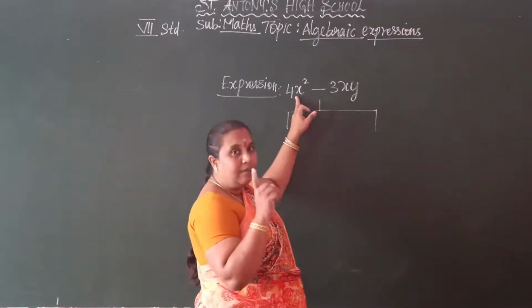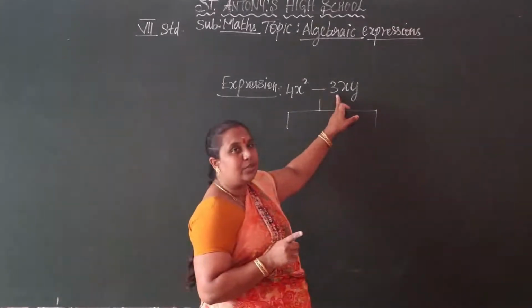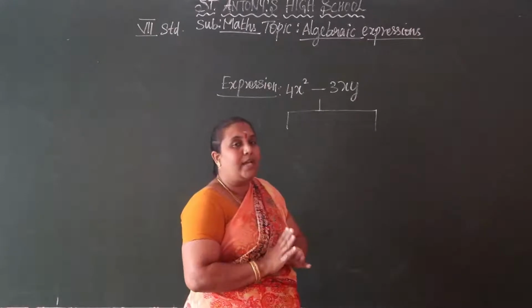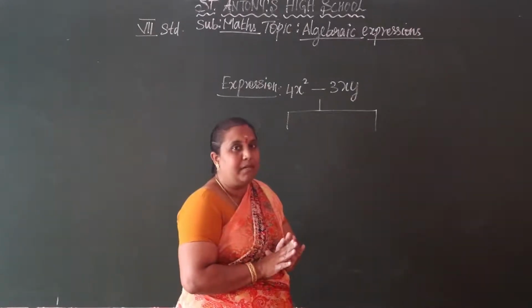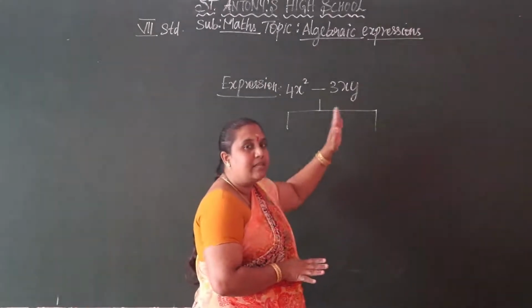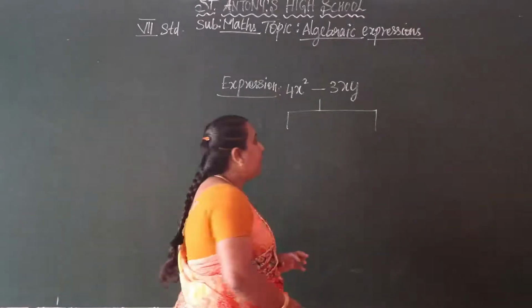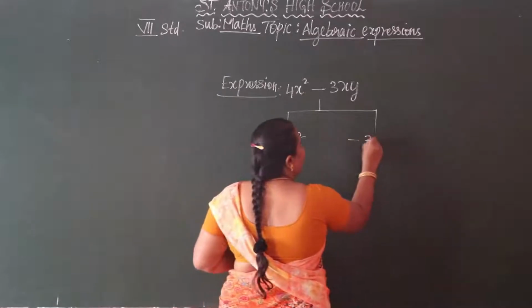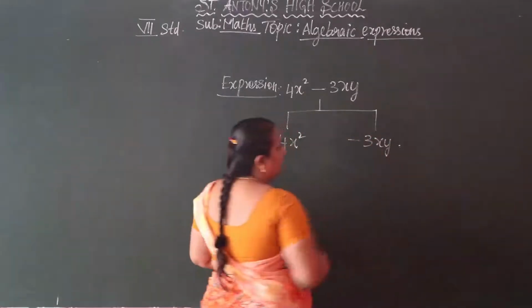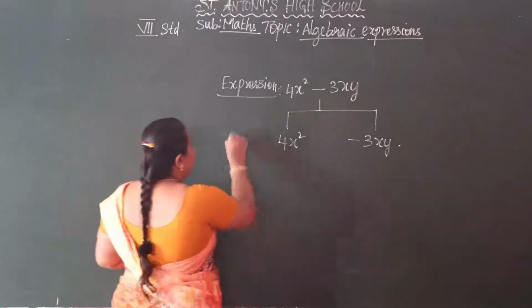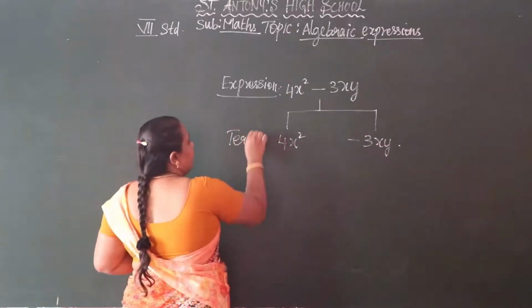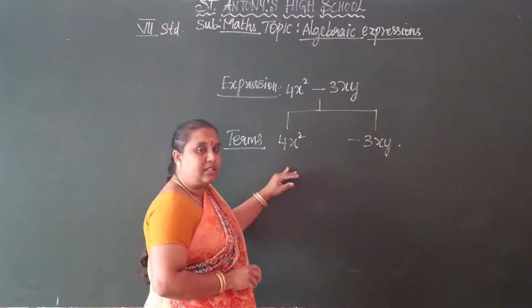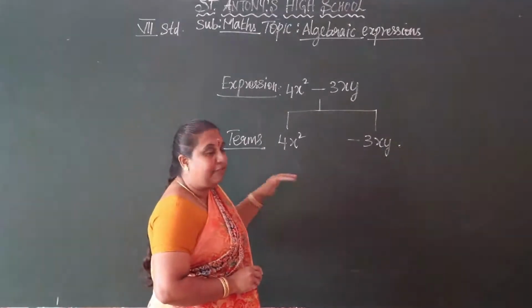4x square is one term in an algebraic expression, and 3xy. Okay, don't write only 3xy. If there is a subtraction symbol, we have to join that symbol to the term. So here 4x square is one term and minus 3xy is another term. So these are the terms. Then we have to write these terms in factor form.